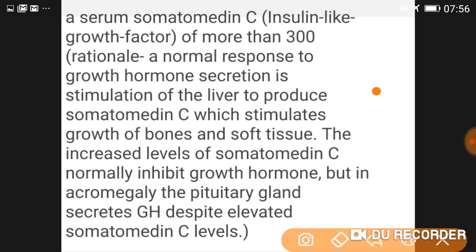Rationale: a normal response of growth hormone secretion is stimulation of the liver to produce somatomedin C, which stimulates growth of bones and soft tissue. The increased level of somatomedin C normally inhibits growth hormone, but in acromegaly, the pituitary gland secretes growth hormone despite elevated somatomedin C level.